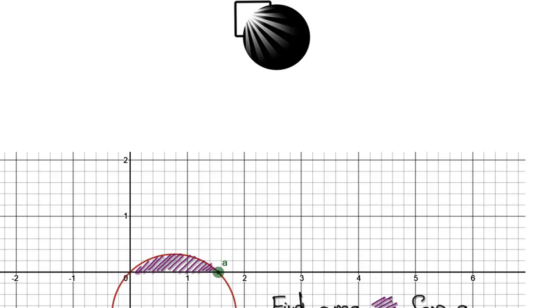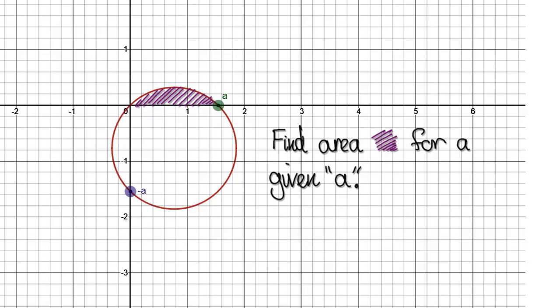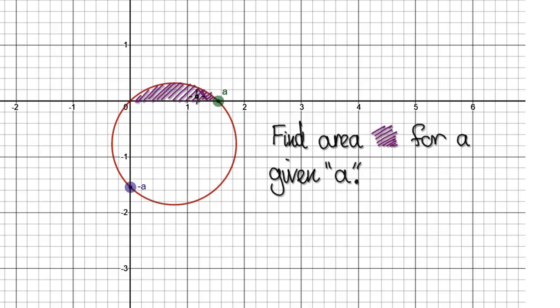Okay, let's give you guys a problem to solve. Find this purple area here, where this distance is A, and this distance here is A. So find the purple area for given A. Press pause and have a go.